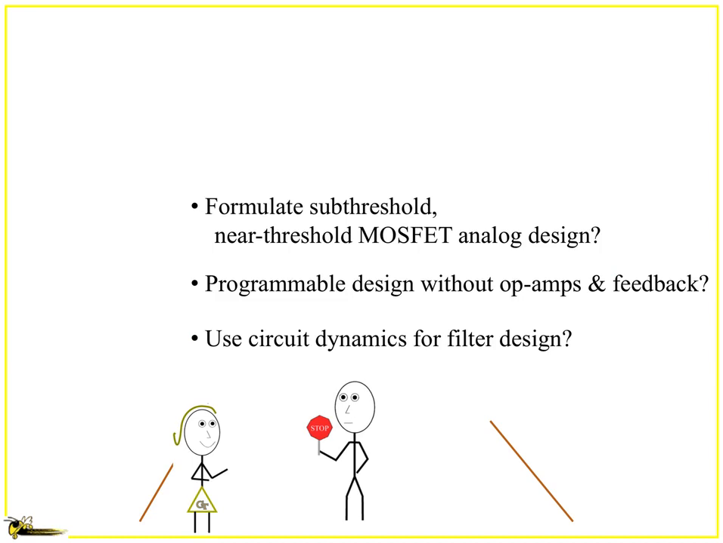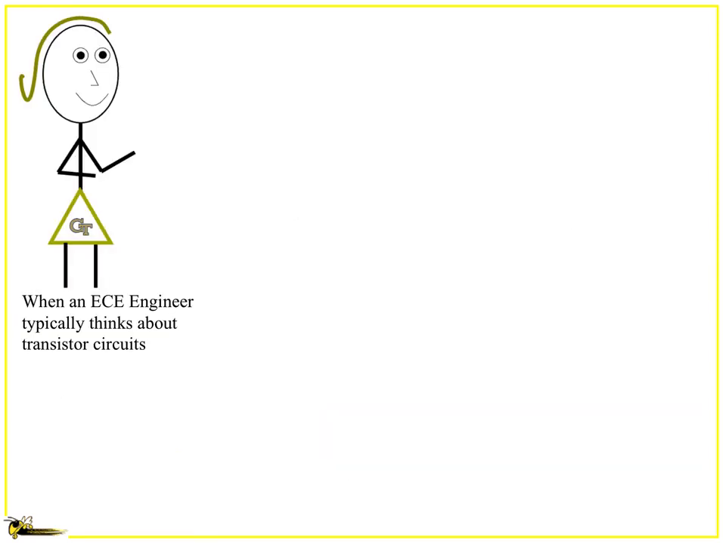Three questions come along these lines. How do you start to think through subthreshold type design? How do you start talking about programmable design that is not op-amp centric, not op-amp feedback centric? And how do you talk about circuit design, the circuit dynamics, as your core for filter design, which is more likely what you're going to have in a large configurable system? So how much time do I get? About 10-15 minutes. Okay. So when your typical EC type of engineer thinks about transistor circuits, usually the picture that comes to mind is your typical discrete audio amplifier.